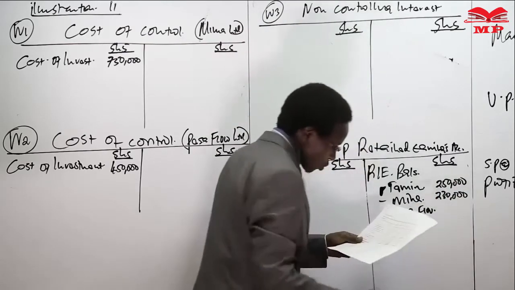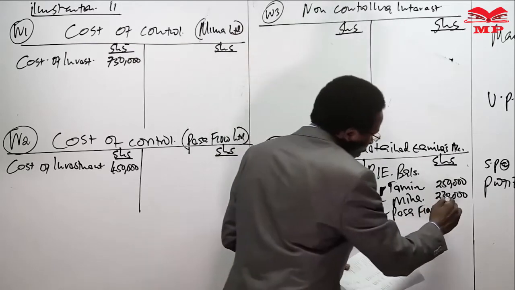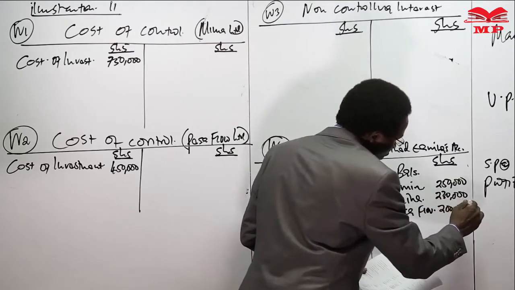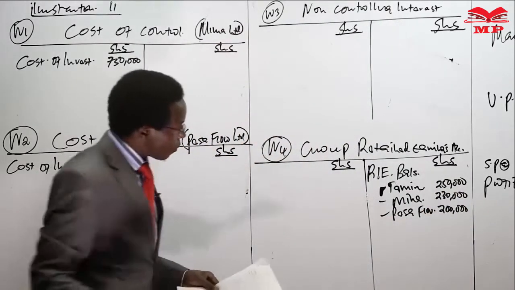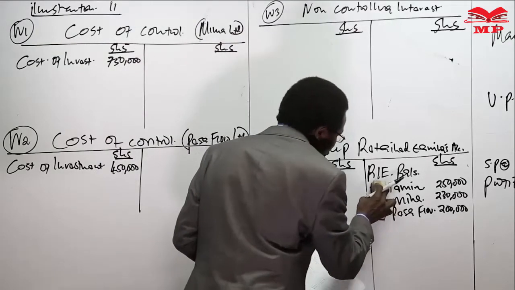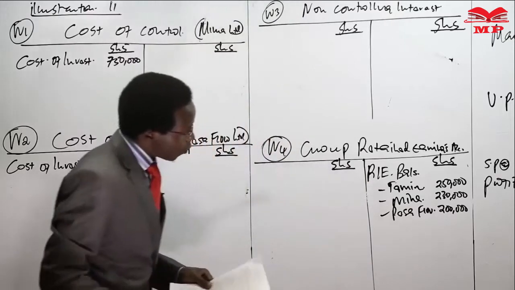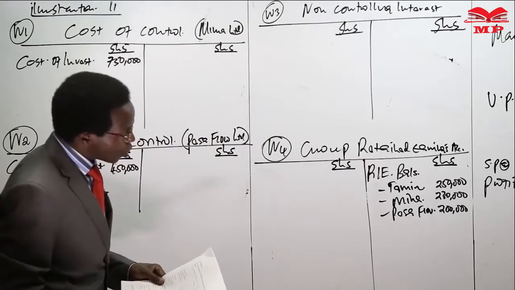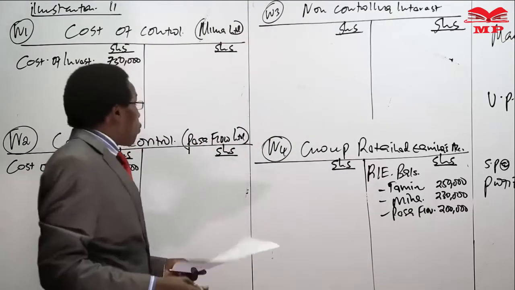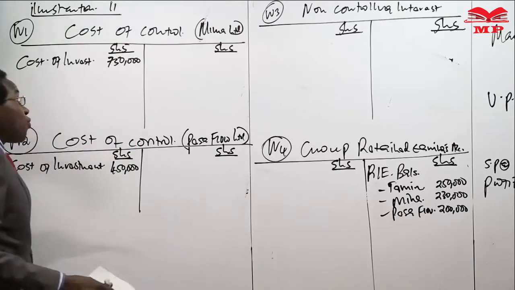Then we come to 200,000. Let me correct this one so that we have it clear. So we have Payable Limited 200,000. Fine. Now we are good to go. We start off with these items.